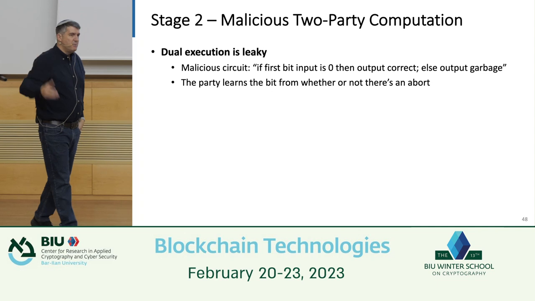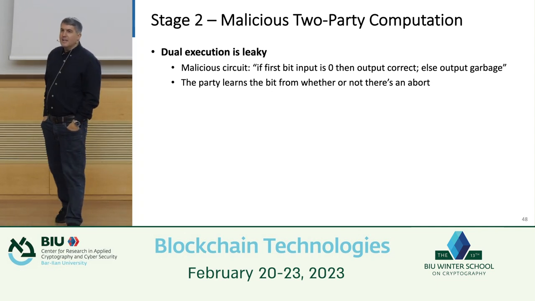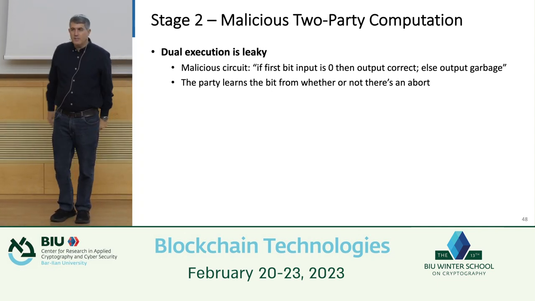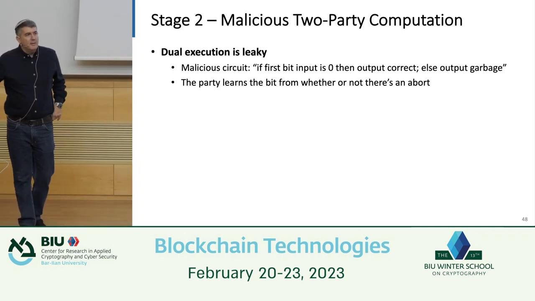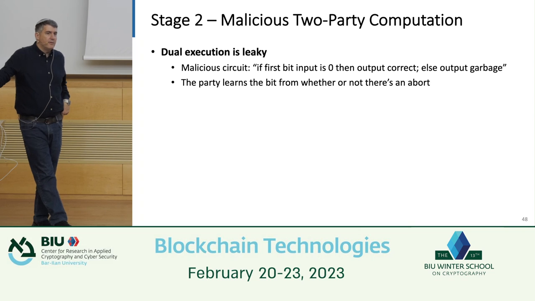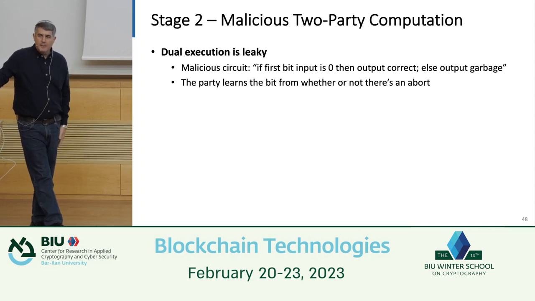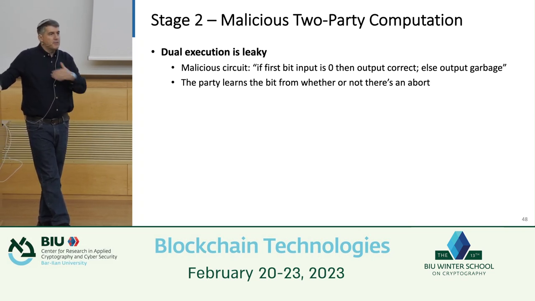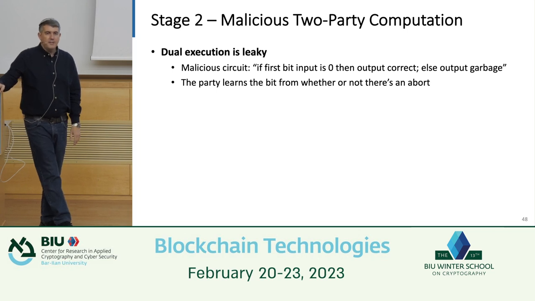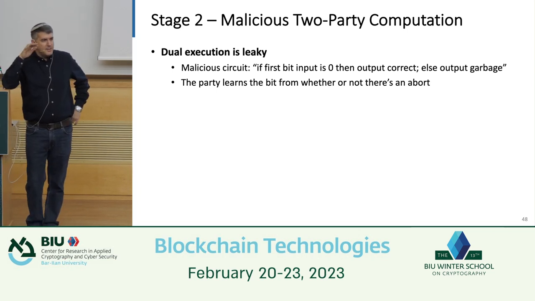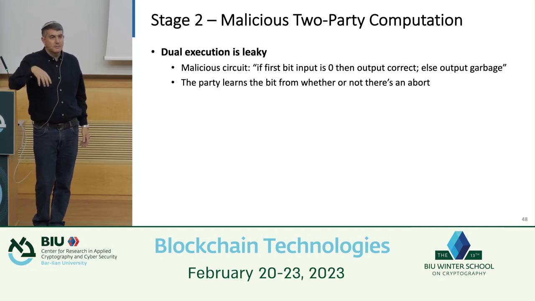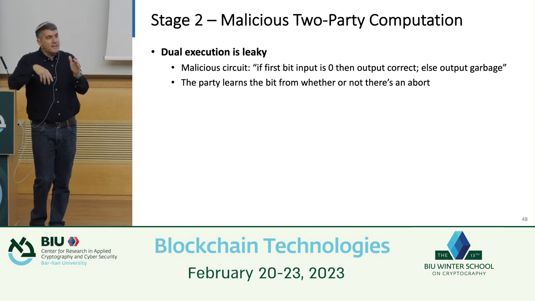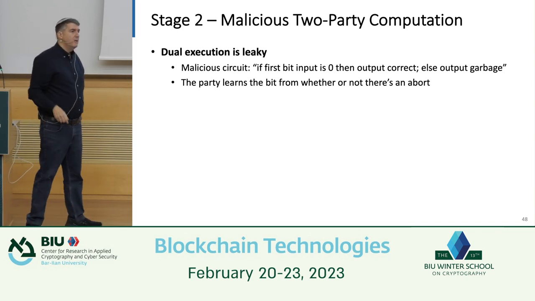Because Dan, knowing a bit of cryptography, doesn't send me a garbled circuit that computes the derivation. What he does is send me a garbled circuit that says, if the first bit of Yehuda's secret is zero, then compute the correct garbled circuit; otherwise, compute garbage. And people say, wow, can you do that in a way that's indistinguishable? Yes, it's extremely easy. You just set the wire in the first gate to always be zero output. And then he does it again in the second, and in the third, and in the fourth.